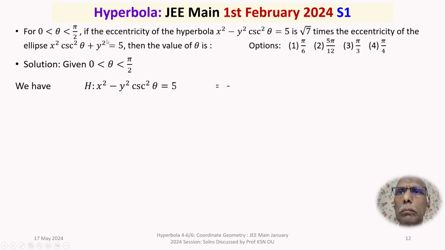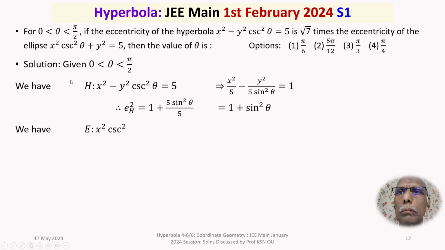We have the given hyperbola H given by x square minus y square cosecant square theta is equal to 5. Divide throughout by 5. Write for cosecant square theta 1 by sine square theta. Then you will get x square by 5 minus y square by 5 sine square theta is equal to 1. Agreed. This is of the form x square by a square minus y square by b square is equal to 1. Right. EH square, that is the square of the eccentricity of the hyperbola, is equal to 1 plus 5 sine square theta by 5. 5 cancels, this will be 1 plus sine square theta.